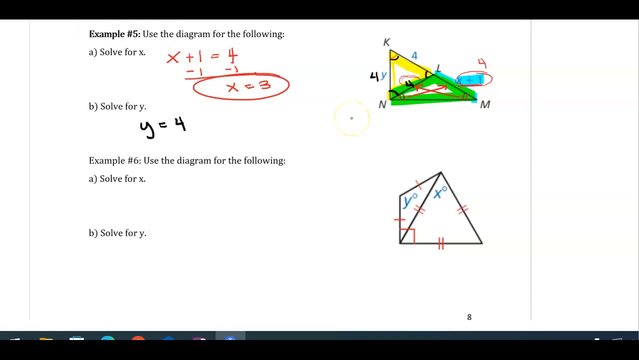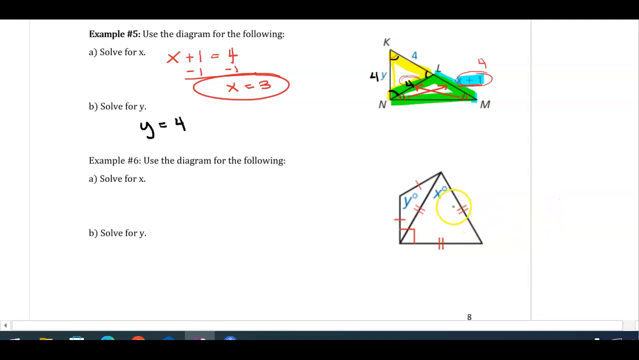All right, so here for our last example, I want you to pause this video. I want you to try to find x and y on your own. When you're done finding x and y, come back and we'll go over it. But try this one on your own first. All right, so hopefully you've tried this one out.